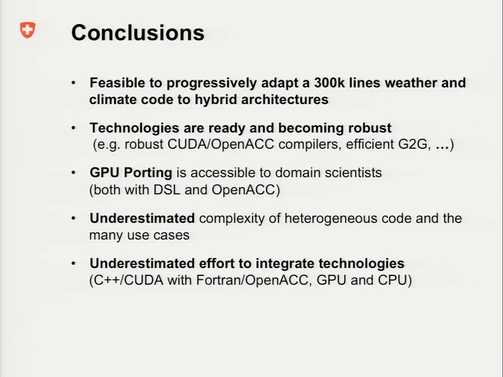I think one thing we underestimated was the complexity of the heterogeneous code in the end. We had CUDA, we had C++, we had Fortran, OpenACC, and all that had to somehow go together and work together. And I think for quite a long time, we were not really aware of how big the effort was of integrating this rewritten dynamical core into the existing Fortran code. So this is an underestimation of the effort to integrate all of these technologies. Right, and I think that's it.